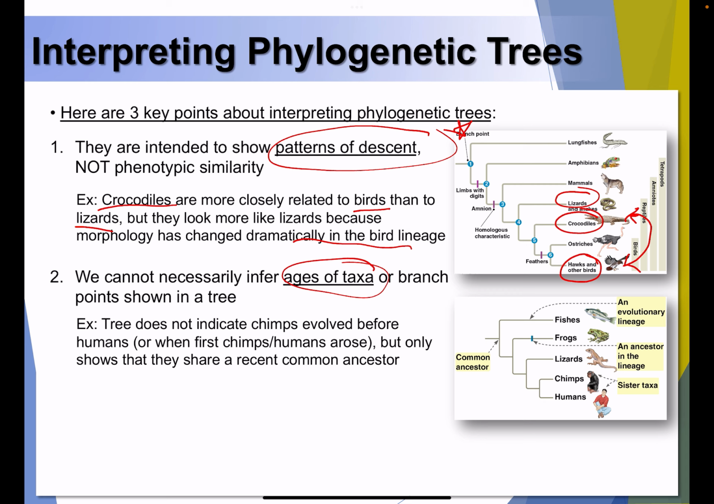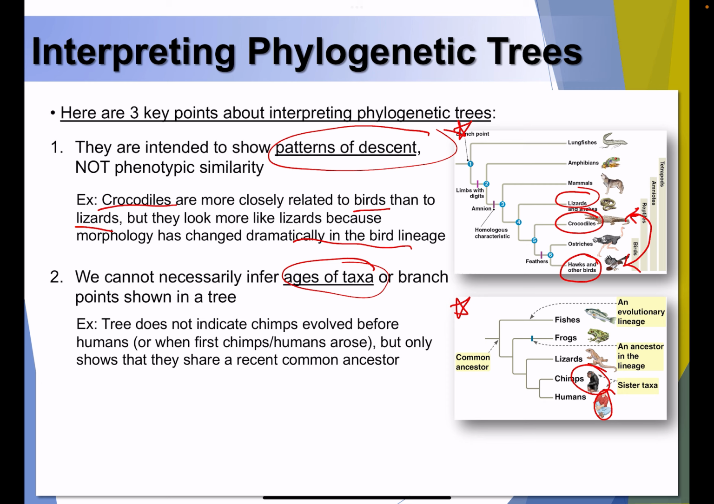For example, this particular phylogenetic tree does not indicate that chimpanzees have evolved before humans, or vice versa. There's no sequence where we have the first chimpanzee here and the first humans there, so that chimpanzees came before humans. Well, there's no way to tell that on a phylogenetic tree.